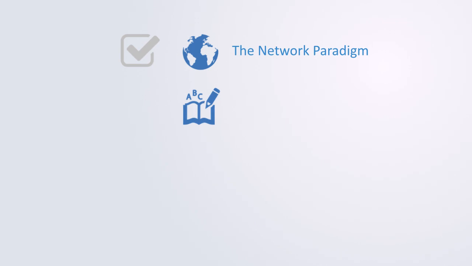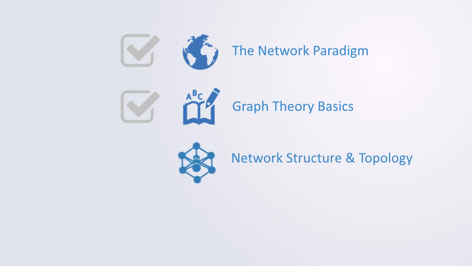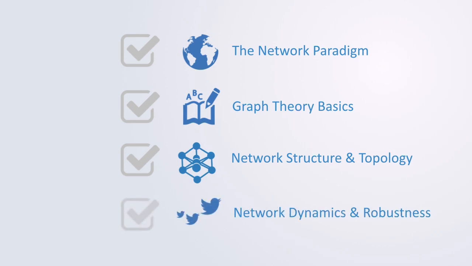Next, we start by building the basics of our language for talking about networks by exploring graph theory. We will go on to talk about network structure and topology. We look at different models, talking about scale-free networks and the surprising small world phenomena. We also cover network dynamics, diffusion, and robustness as we look at how events like viral videos spread across networks.